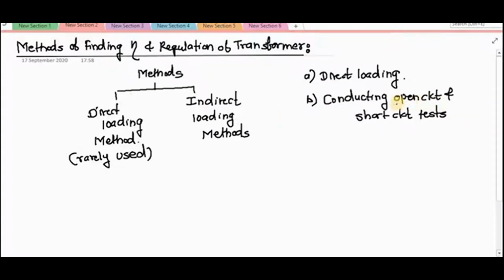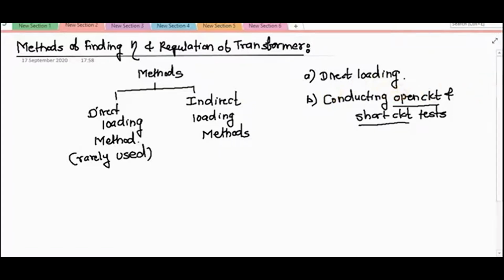Which test? Open circuit and short circuit test. In the direct loading method, we will require more power to carry out the direct loading test. Whereas in the indirect loading method, that is the open circuit and short circuit test, when we are performing this test on the transformer, we will require very small power as compared to the direct loading method. And also the results obtained by using OCSC, that is open circuit and short circuit test, are accurate results.